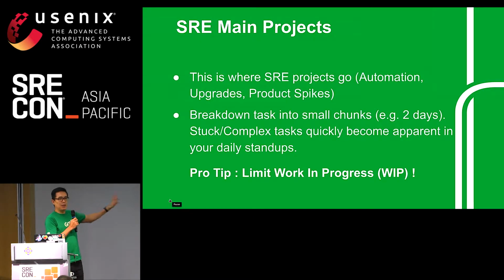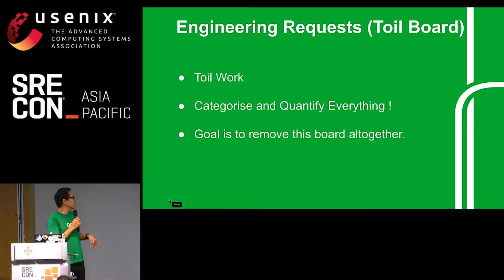And I'll explain a bit about the main project board. This is where all the initiatives go, the product spikes, the upgrades, automation, things that we do as a team. Other teams are not allowed to create tickets in this board. This is our personal board. And it's important to limit work in progress. If it's one thing that you get out of this talk, it's limit work in progress. That is, you don't want to have an engineer assigned to multiple tasks.